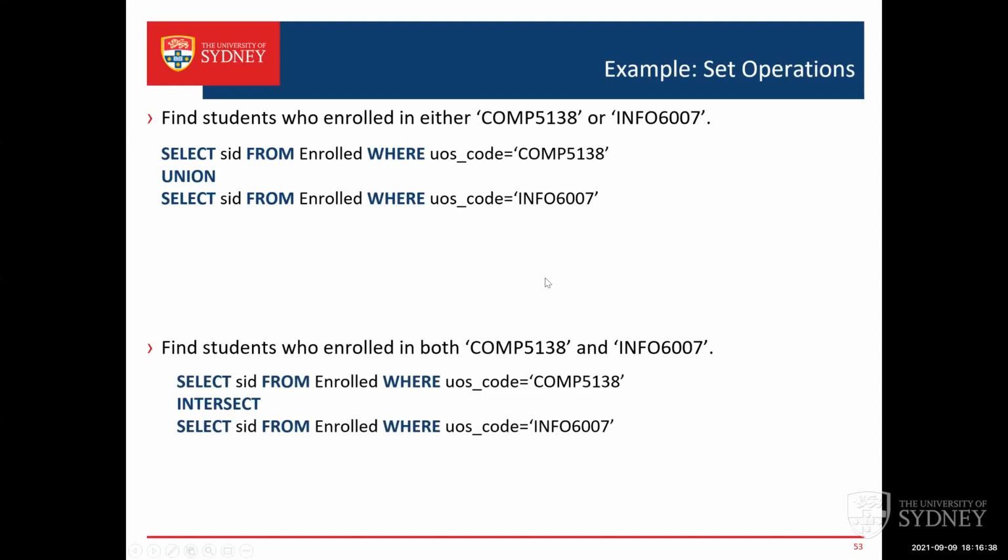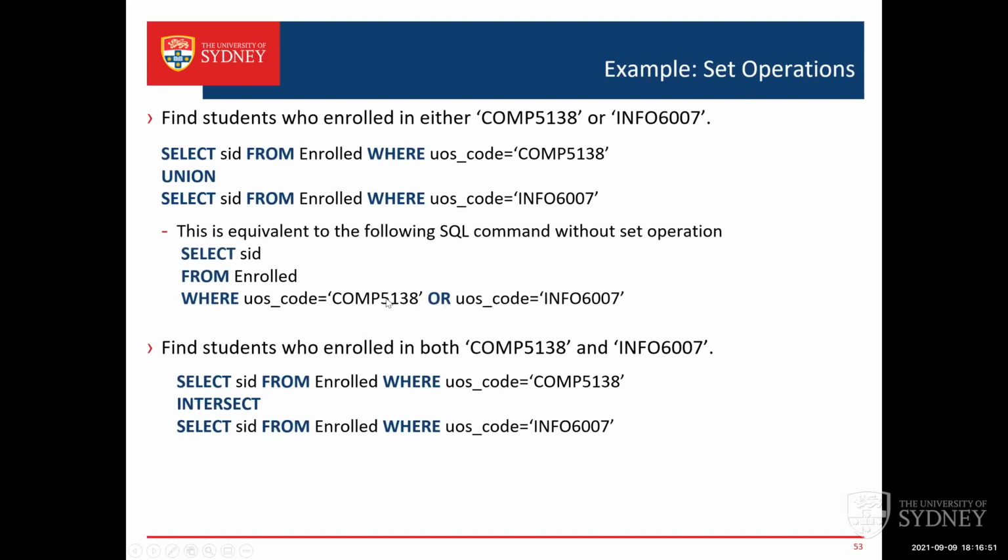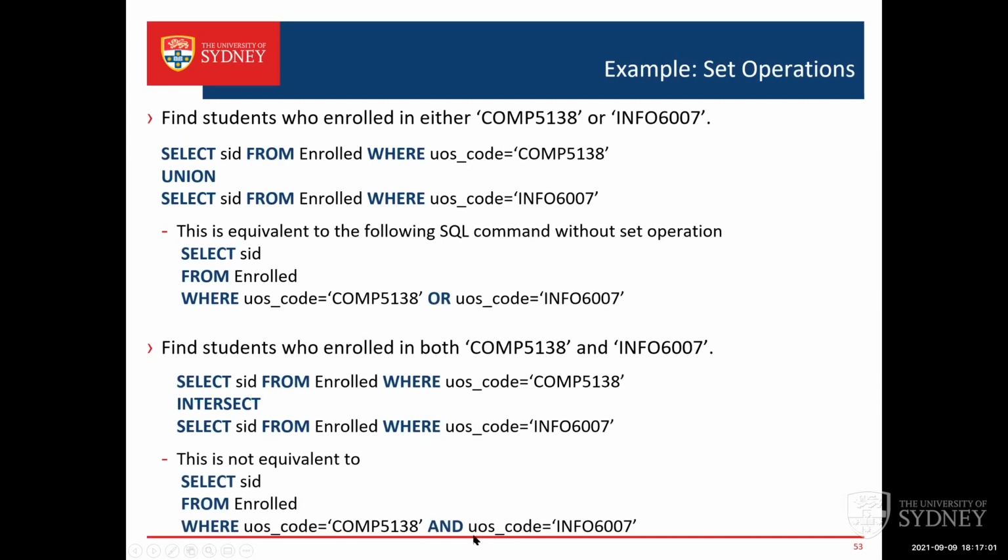That's fine. Now, if we want to write this same query without using any set operation, how should we write that? This one can simply be changed into this: where unit of study code equal to Comp9120 or unit of study code equal to Info 6007. But if we simply change this intersect to an AND condition, this is not correct. Anyone have any idea why this will not be correct?